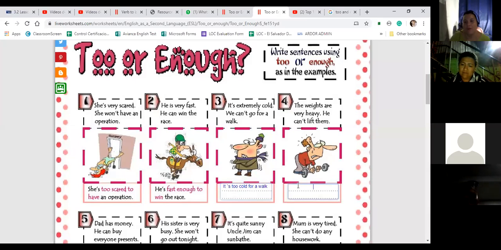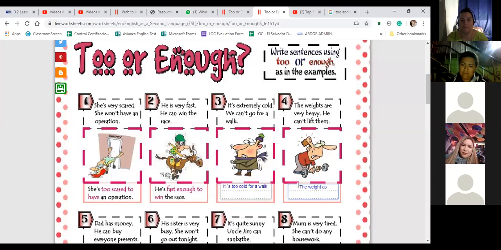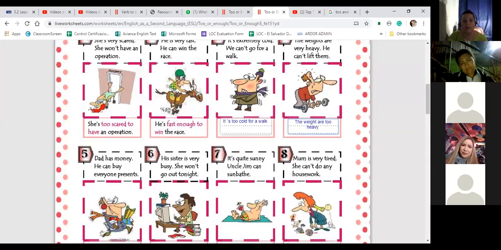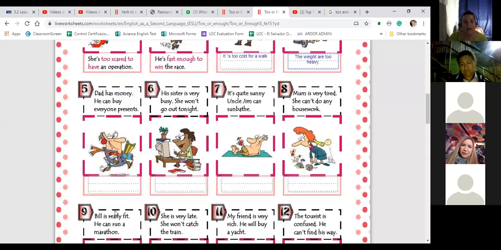What about this one? The weights are very heavy. He can't lift them. The weights are too heavy. We're just going to leave it like that. Very good. Dad has money. He can buy everyone presents. Dad has enough money. Excellent. Enough money that he can buy presents for everybody.